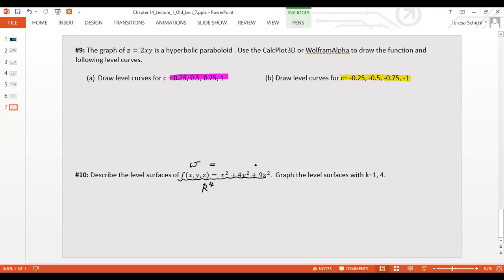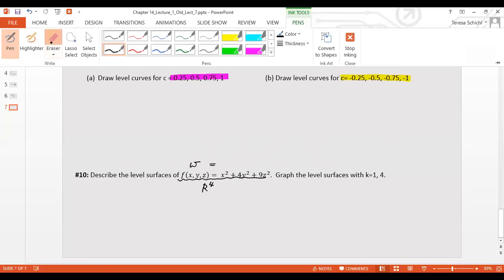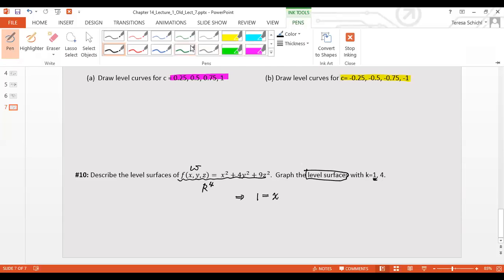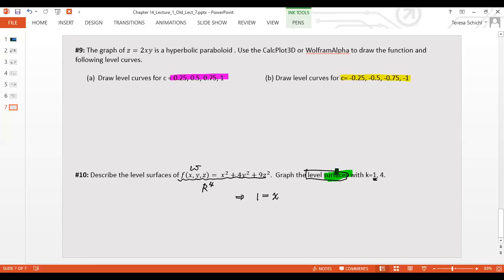Unfortunately, I cannot visualize what R4 is, but it's the same idea. Right now, let's say I want to find the level surfaces. Every time you see a level surface, that means you set this W equal to 1 and 4. So if I set this one, this is one of the level curves. Because this is in R4, instead of level curve, what do we say? Level surfaces here, right?